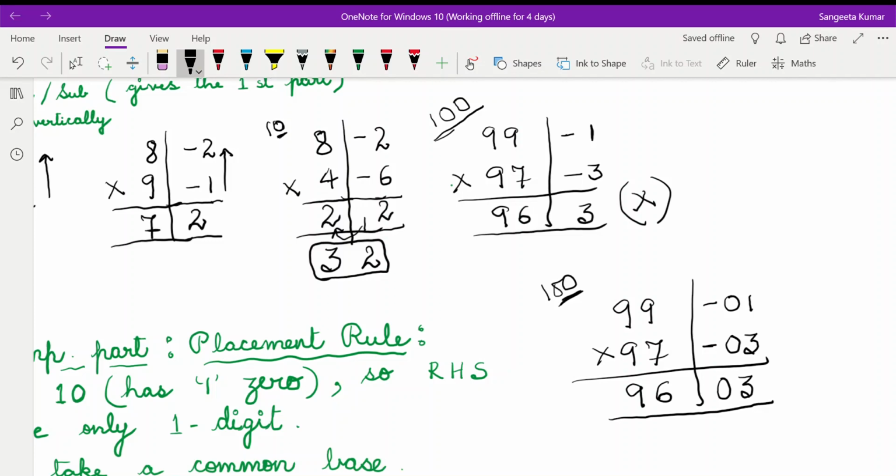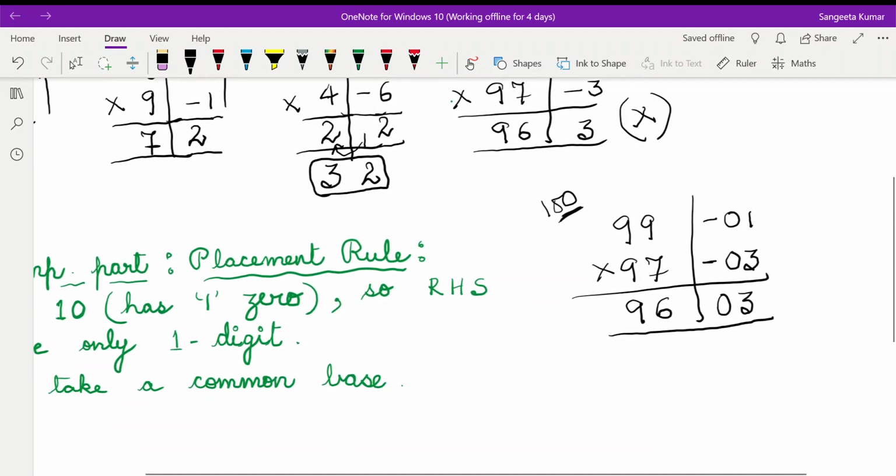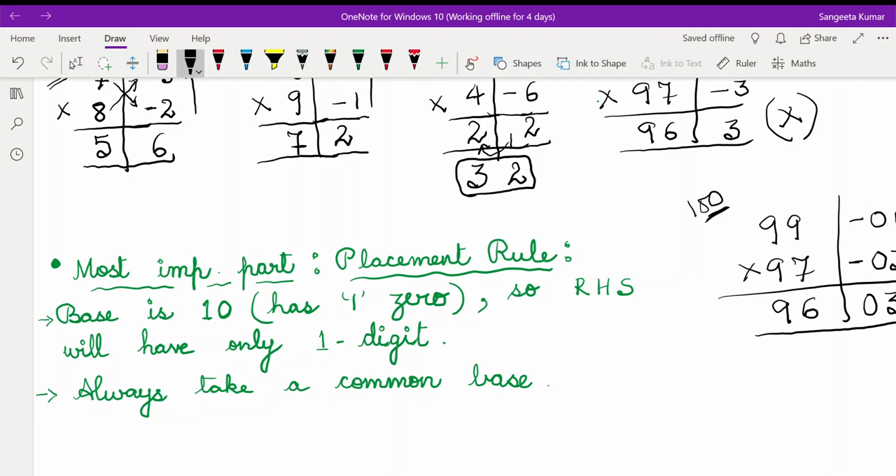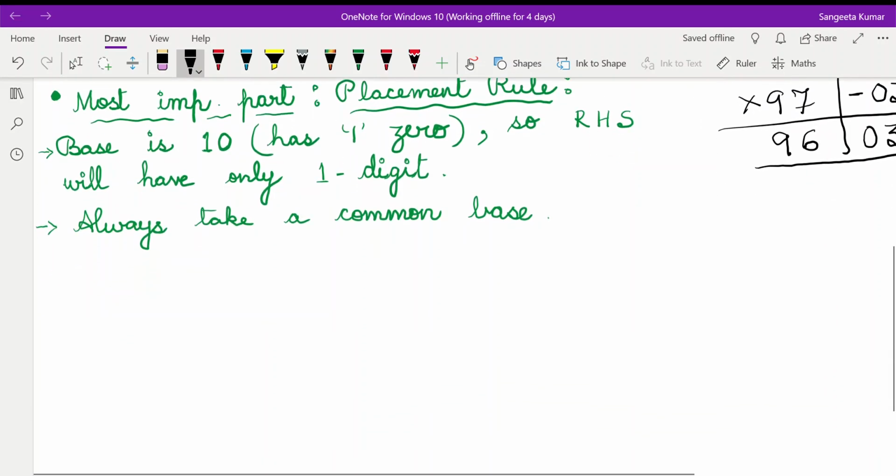Yes, if you go by the conventional method that we have followed, it will take around 30 seconds to 1 minute. But if you go by this rule, in 5 seconds you will be able to get your answer. Any number. Here children, see again I have written the important rules. Base is 10, it has one digit, so the right hand part will have only one digit. And we always take the common base.